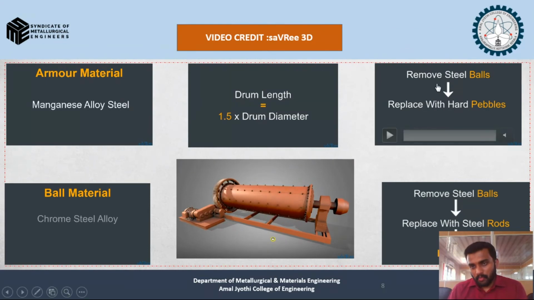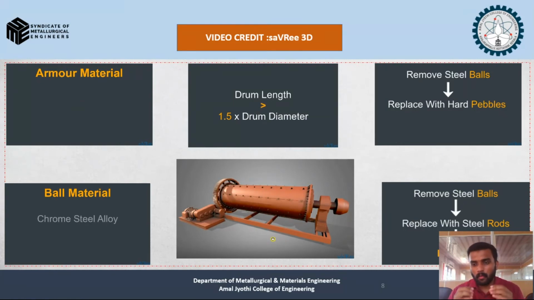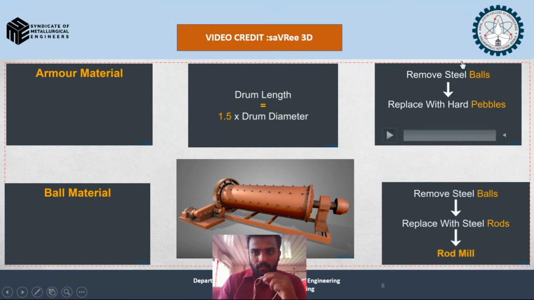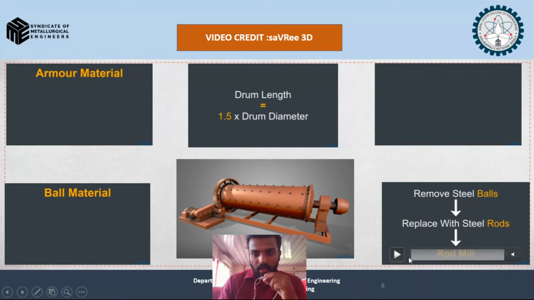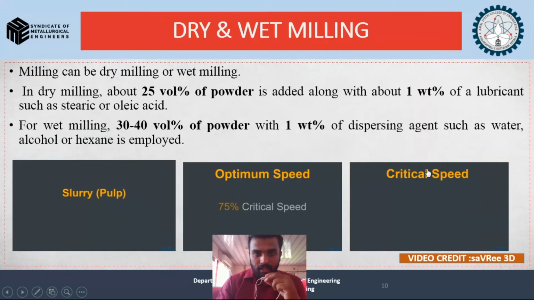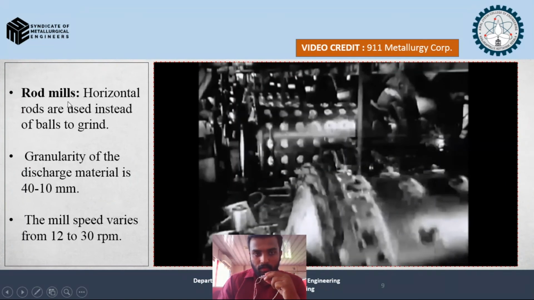And next, if you remove the steel balls and replace them with hard pebbles, for example, I clearly mentioned what kind of balls we are using: round titanium carbide or different kinds of material balls. Replacing these balls with pebbles, we have another kind of ball mill operation, a pebble mill. Same with if you remove the balls and replace them with steel rods, we have a rod mill. Next is an explanation of what this rod mill is actually about.